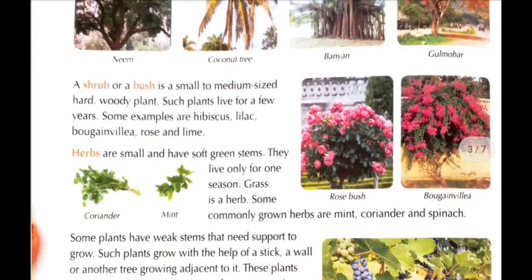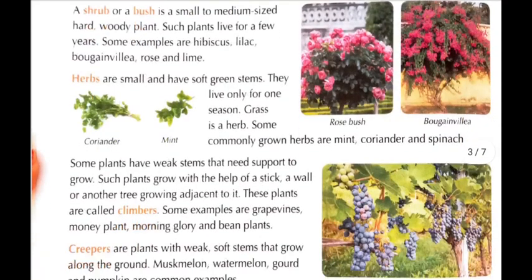Herbs are small and have soft green stems. They live only for one season. Grass is a herb. Some commonly grown herbs are mint, coriander and spinach. Okay, so students, small and weak plants are called herbs. They have soft and green stems. Okay, they live few months only. So some common examples of herbs are tulsi, mint, coriander, spinach, etc. Okay, now move on to the next paragraph.